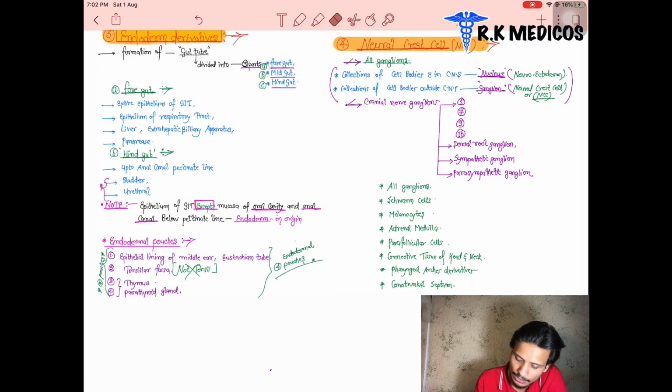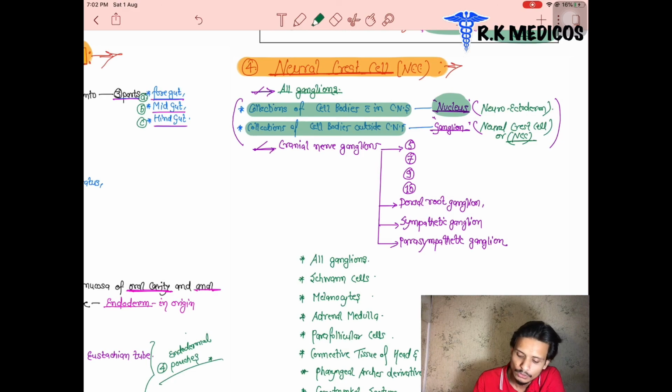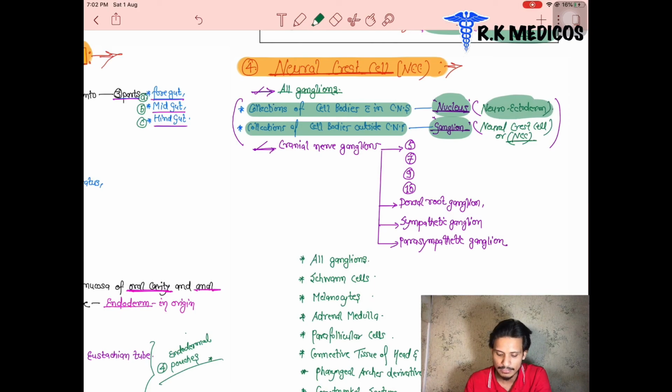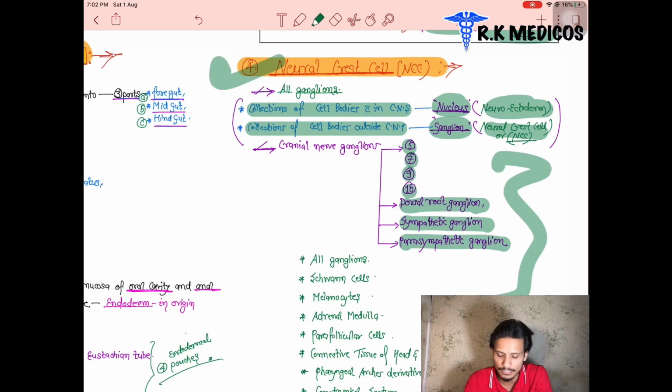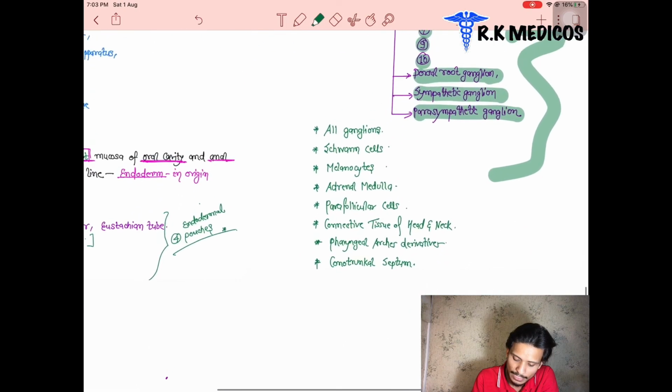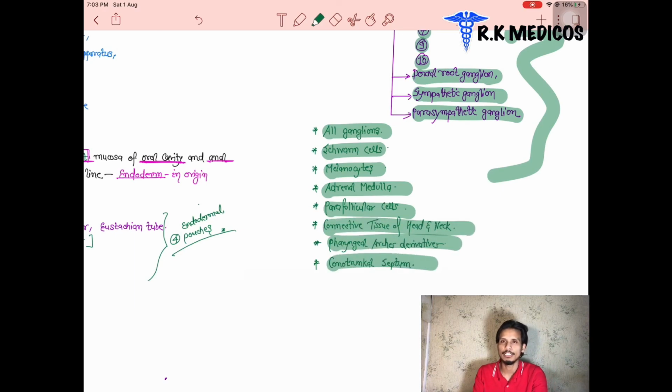Next one, neural crest cells. What are they going to develop into in our body? A collection of cell bodies in the central nervous system is a nucleus or nuclei, and a collection of cell bodies outside the central nervous system is a ganglion. So the nucleus develops from the neuroectoderm, but the ganglia develop from the neural crest cells. The cranial nerve ganglia 5, 7, 9, 10, the dorsal root ganglia, sympathetic ganglia and parasympathetic ganglia all develop from the neural crest cells. Also Schwann cells, melanocytes, adrenal medulla, parafollicular cells, connective tissue of the head and neck, pharyngeal arch derivatives, and the conotruncal septum are all derived from the neural crest cells.